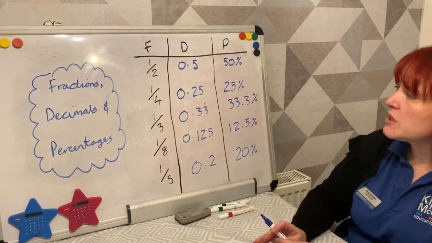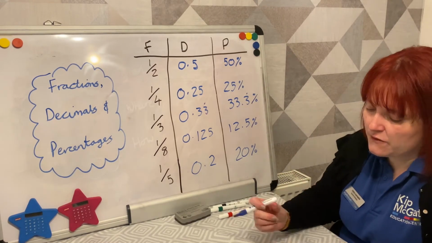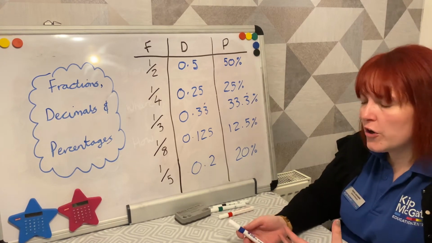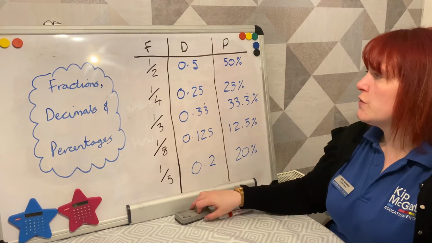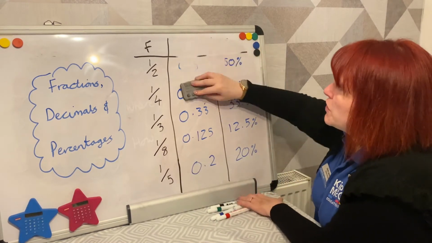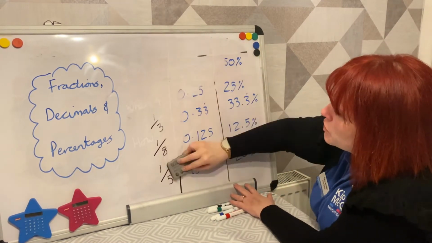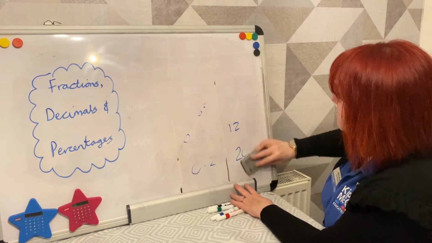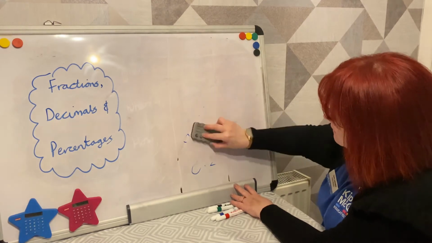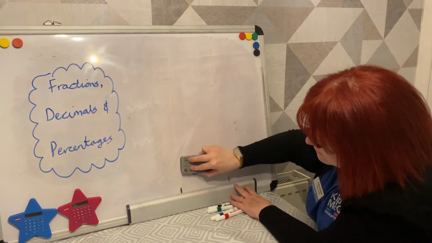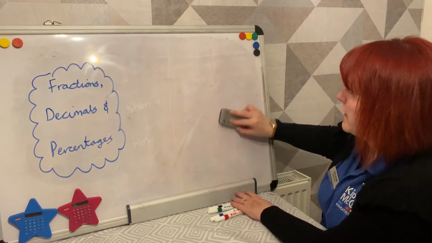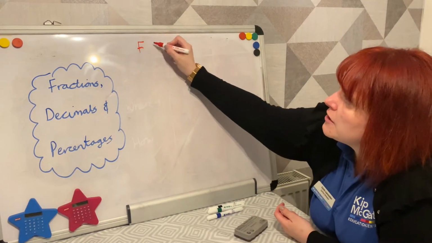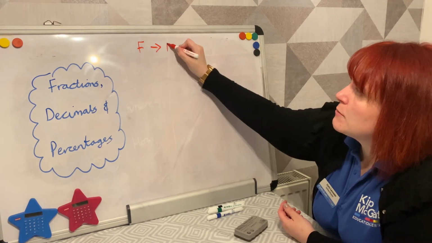So those are the ones that we'd be expecting children to know and have learned off by heart. But then we've also got the idea of how we work between the different ones. So for example, let's have a look at some of the different ways. We'll just wipe this one off. Say we started off and we're going from a fraction to a decimal.